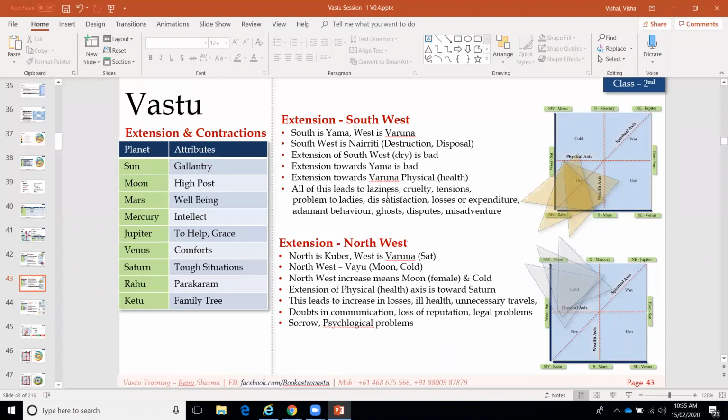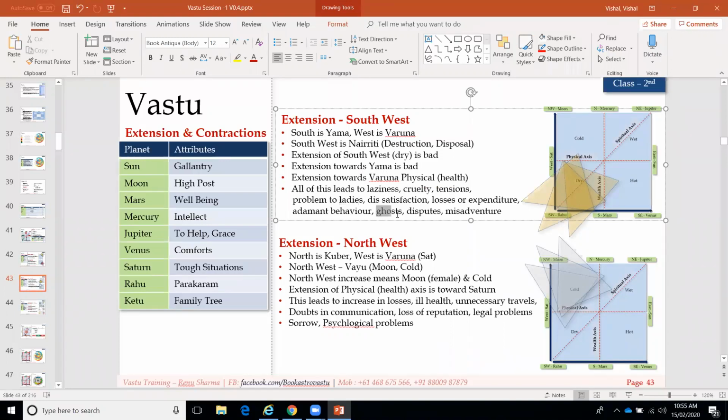It leads to laziness, cruelty, tensions, problems to ladies. Remember that, problems to ladies. Dissatisfaction, losses or expenditure. We have already discussed previously that if you have imbalance here, it leads to expenditure, because that's the zone for savings. Southwest, if that is imbalanced, then your expenditure increases. So if things are in balance, then things work, but if not, then the negative effect comes in. Disputes, adamant and ghost.